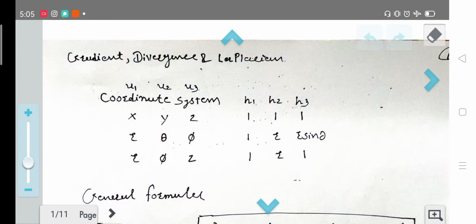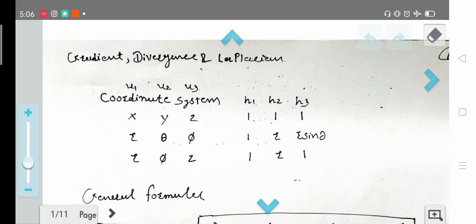In this lecture we are going to consider two generalized formulas from which we can derive the formulas of gradient, divergence and Laplacian in different coordinate systems. And in the last minute of the lecture, I will also discuss curl in different coordinate systems. First, let's talk about the gradient, divergence and Laplacian in different coordinate systems.